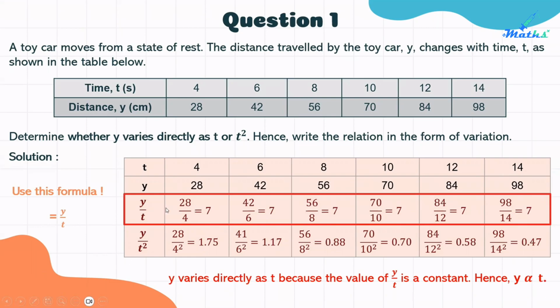Do you see the answer for y over t is the same, it is 7? So this means y over t is a constant. So this is y varies directly as t. How about t squared? The answers for t squared are all different, right? So this is not. So y does not vary directly as t squared.